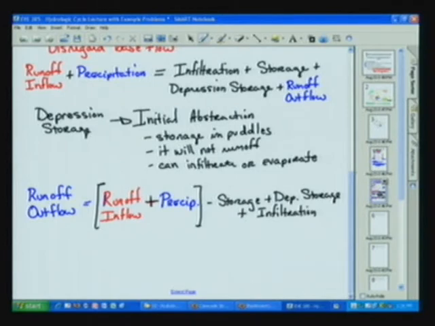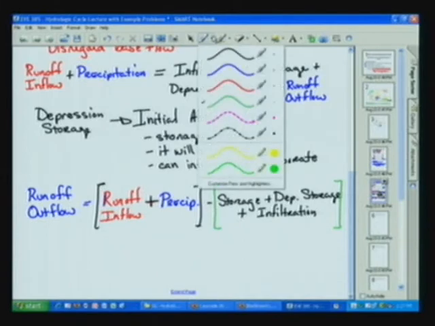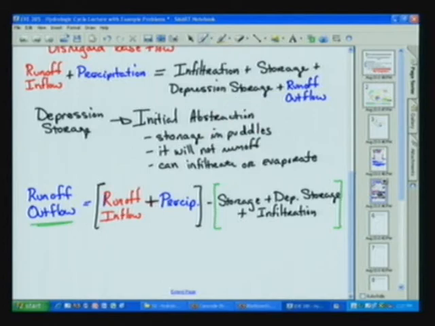So you want to note that that negative is going to distribute across all of that. Okay. So across all of these terms. So you would add the runoff inflow and precipitation, subtract storage, subtract your depression storage, and subtract your infiltration, and that will give you an estimate of what your runoff outflow will be.